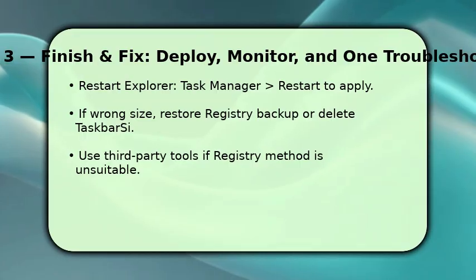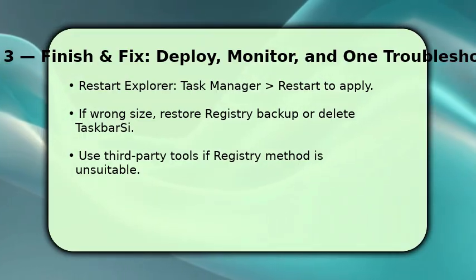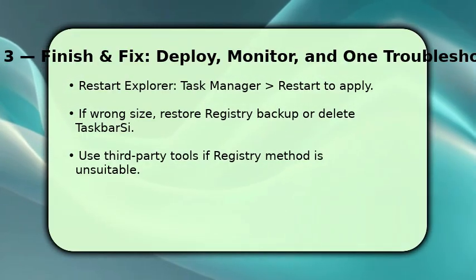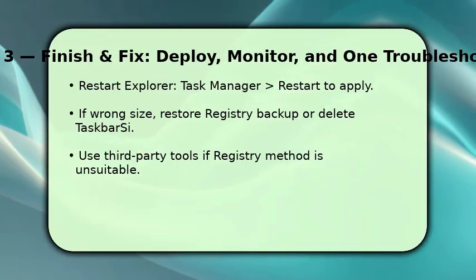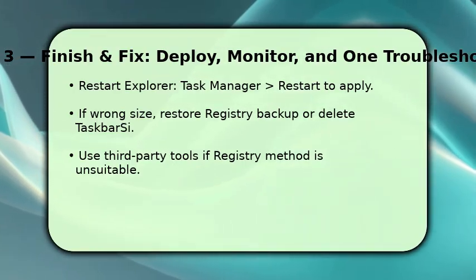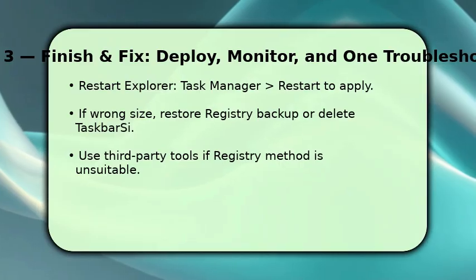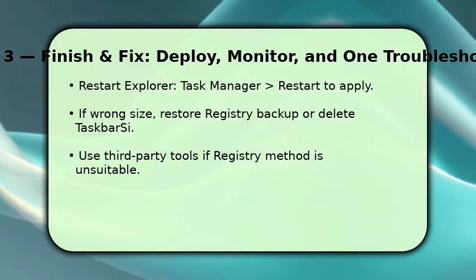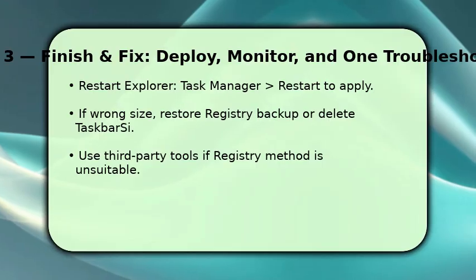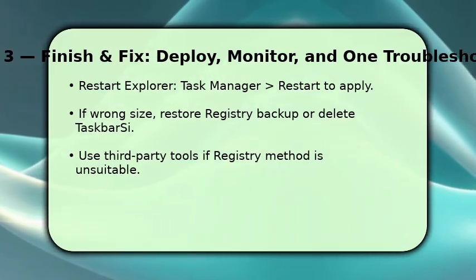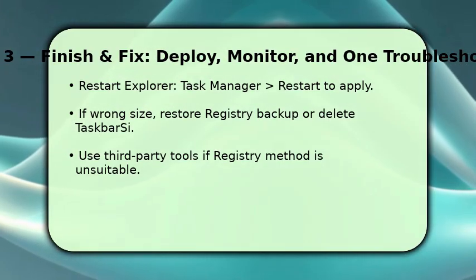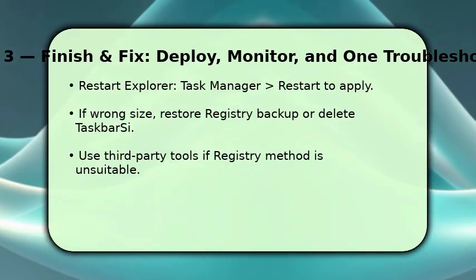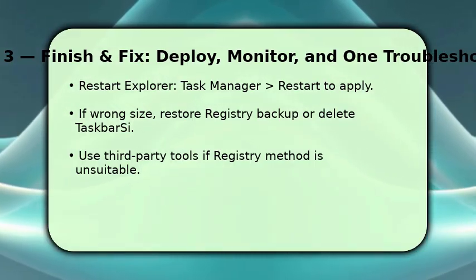If something goes wrong, restore your registry backup or the system restore point you made earlier, or delete the TaskbarSi value to revert. As an alternative, consider reliable third-party utilities if you want more customization. One key troubleshooting tip: if changes don't apply, sign out and sign in, because a full session reload ensures Windows reads the new registry value.